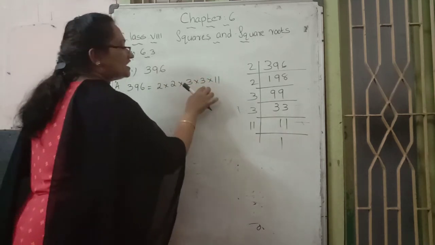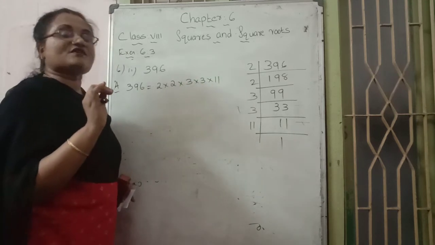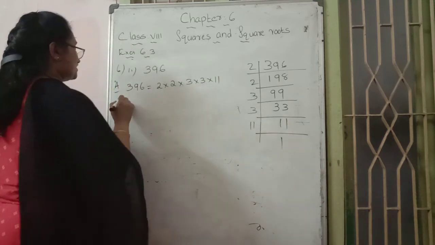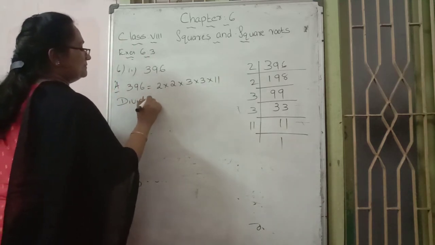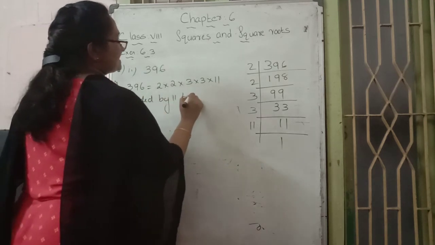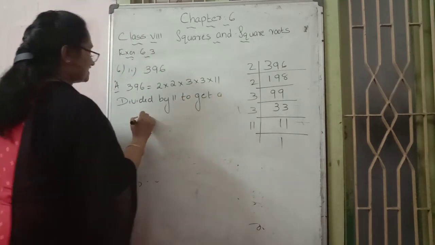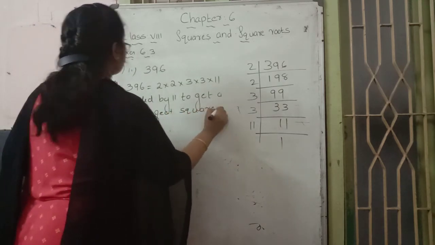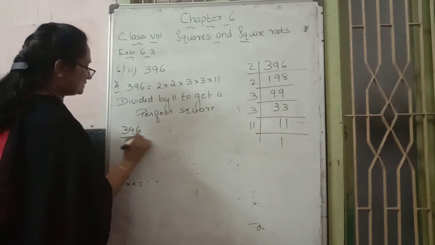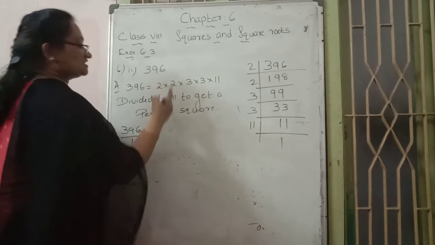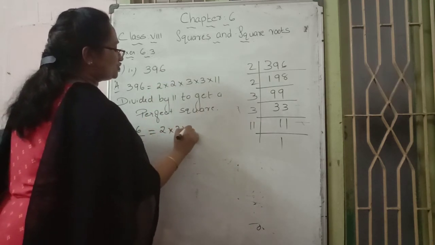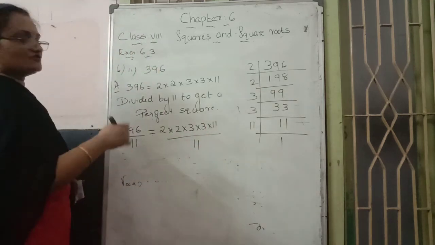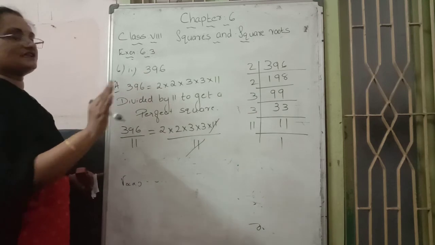2 has a pair, 3 has a pair, but 11 has no pair. That's why what we can decide here: divide by 11 to get a perfect square. So both sides, not one side. 396 also divided by 11, division means fractional form, and the factor place also 2 into 2 into 3 into 3 into 11. That place also divided with 11. Division means cancel. 11 and 11 cancel. So that 11 was cancelled.